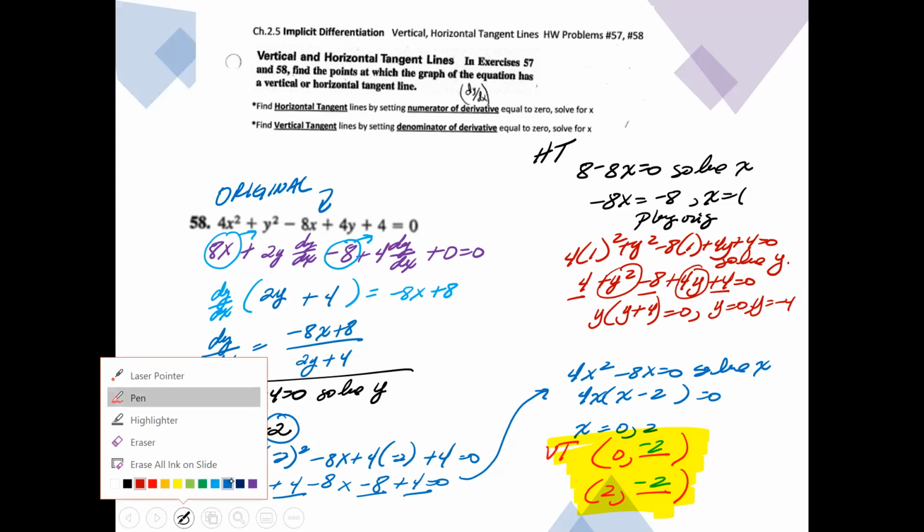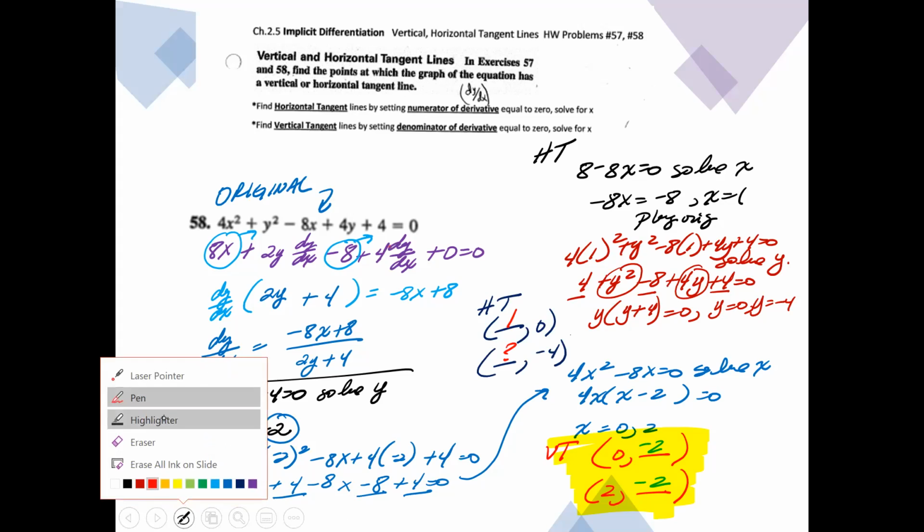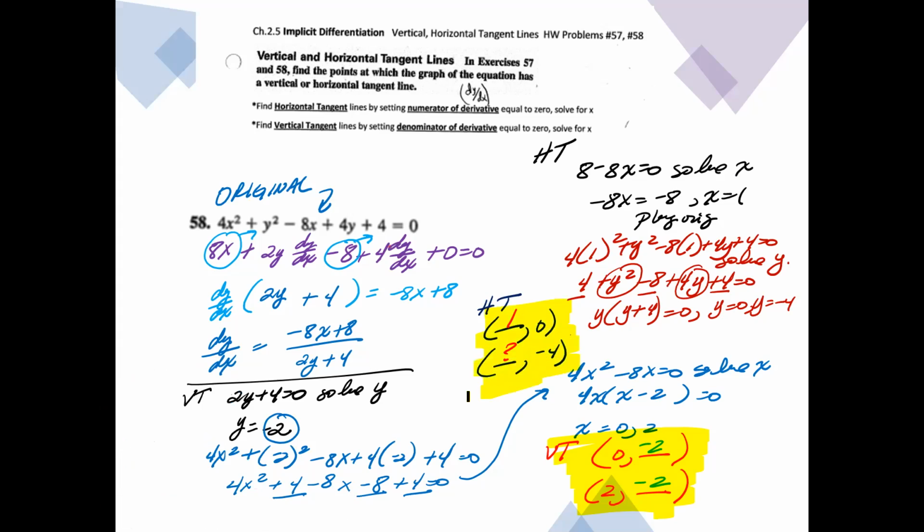Then what you're going to do is take those numbers and ask yourself, okay, here's my horizontal tangent. What is my x value when y equals 0? What is my x value when y equals negative 4? If you plug that back into the original equation, you will find that your x is going to be 1 when y equals 0. And for this one, you go ahead and give that a try. And these are going to be my two answers.